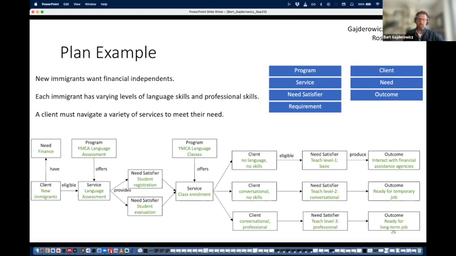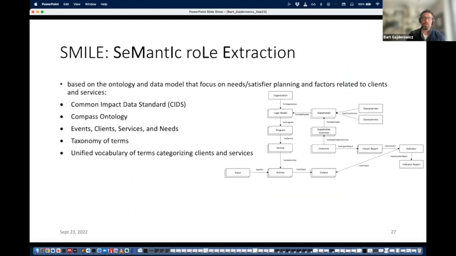And these ontological concepts here are really symbols for these different concepts, and we define the relationships between them. So we want to build up this kind of plan using these different ontological concepts. So towards this purpose, we've developed SMILE, the semantic role extraction, and this is a Blackboard architecture, which I'll explain in a second, and it's based on the ontology that I just defined, and it focuses on the need satisfiers and planning components and the factors related to specific clients and services.